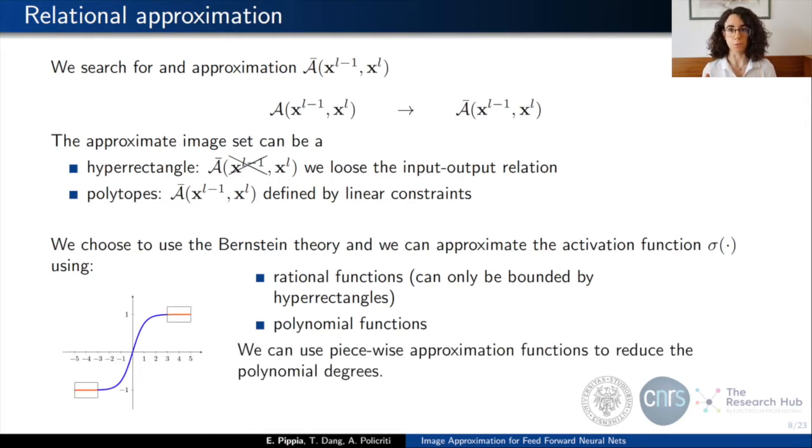Actually, we can do a little bit more. We can consider a piecewise polynomial function. For example, we can use a polynomial function in the slope, the blue part of the hyperbolic tangent on the left, and then a constant value, minus 1 or 1, when the function is more flat. And this helps to reduce the polynomial degree.